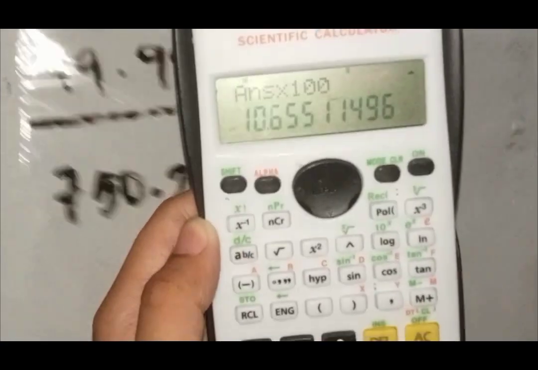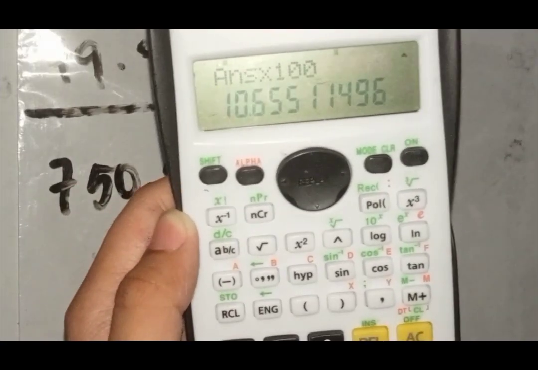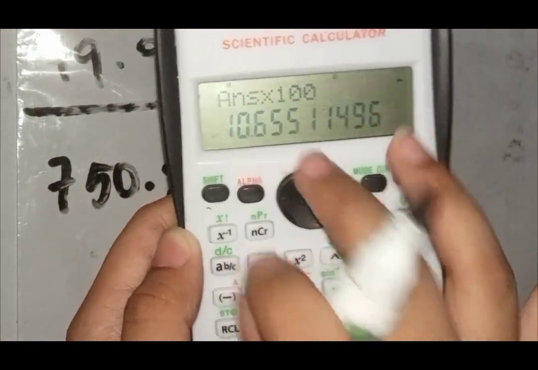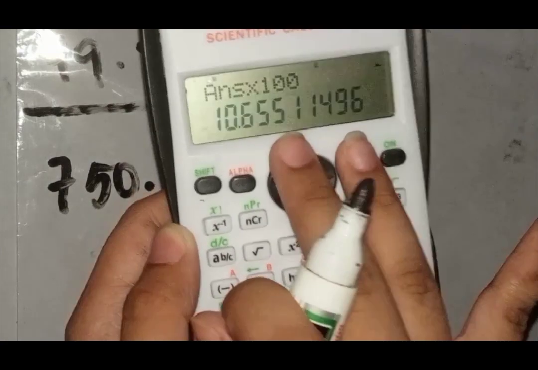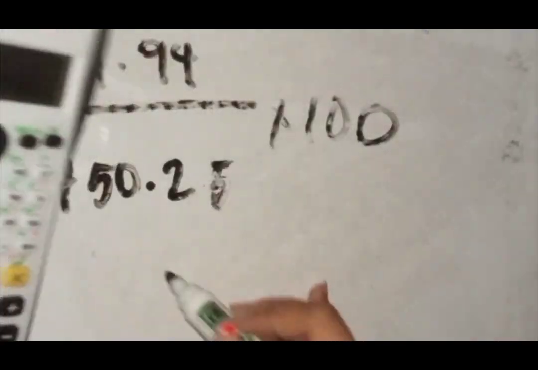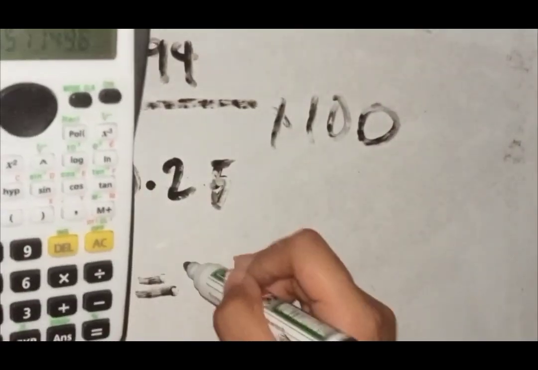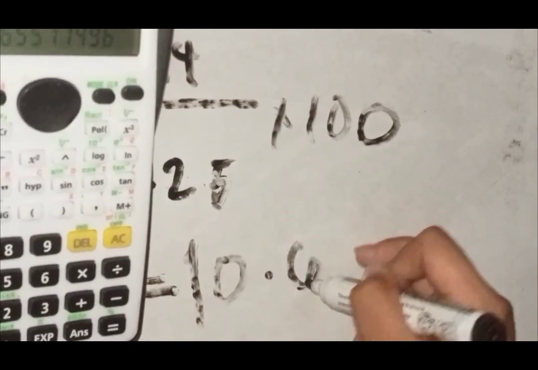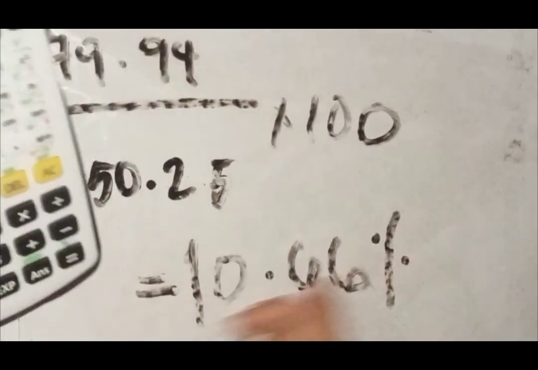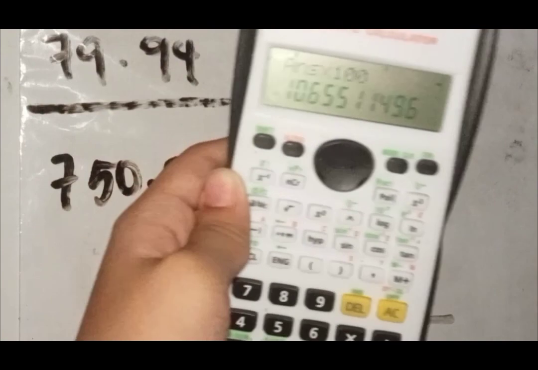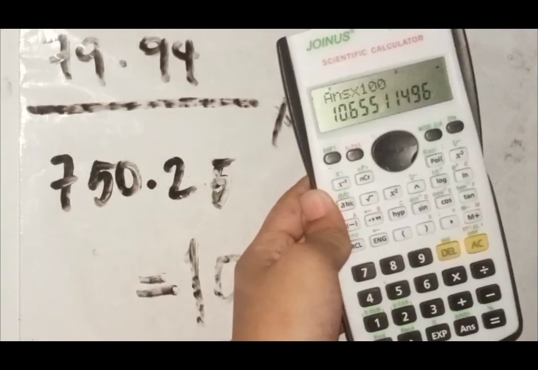Okay, so 10.65, pero dahil higher than 5, tayo ay mag-round up, round off 10.66%. Yan, so nag-round off tayo guys dito sa ating gross profit margin.